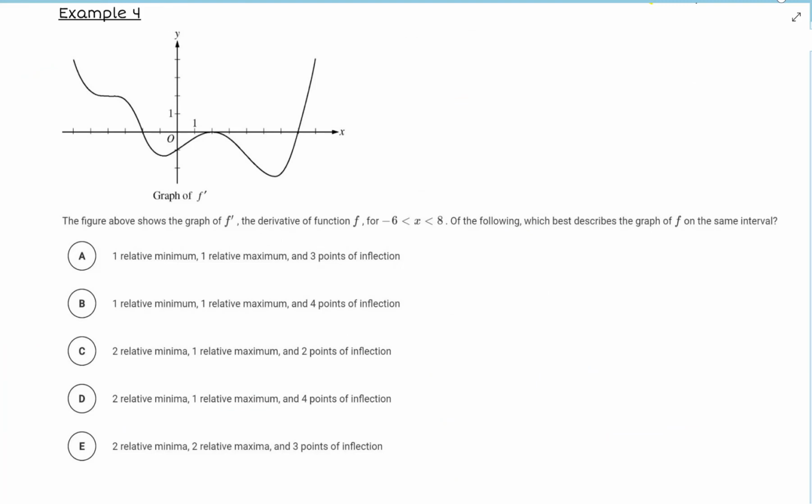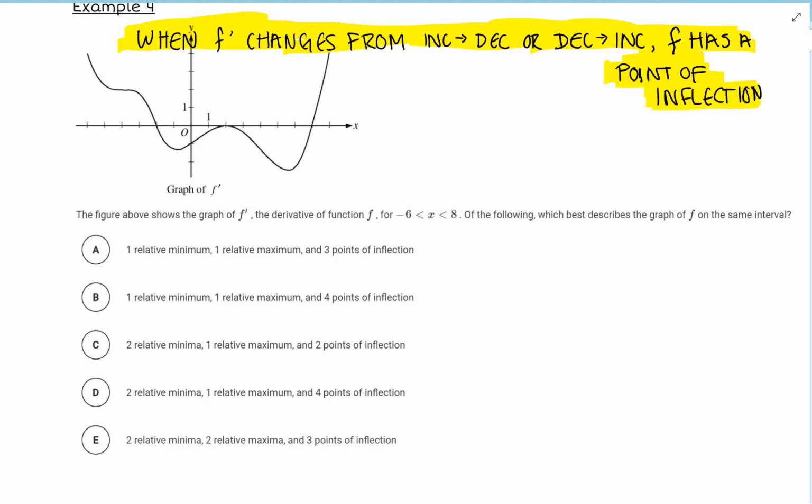The figure above shows the graph of f prime, the derivative of function f, for x between -6 and 8 on the open interval -6 to 8. Of the following, which best describes the graph of f on the same interval? So the options are telling us how many relative minima, relative maxima, and how many points of inflection. So that's what we need to find given the graph of f prime.